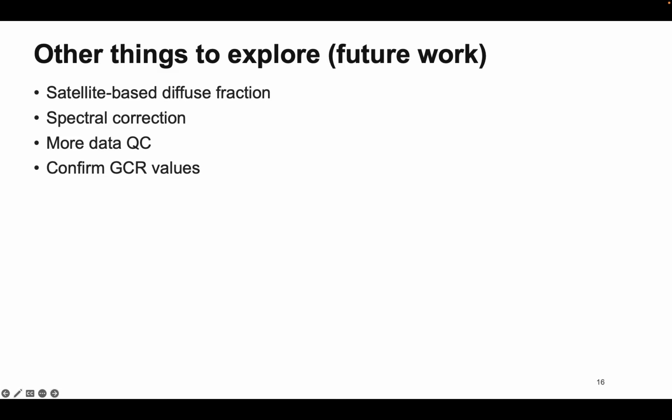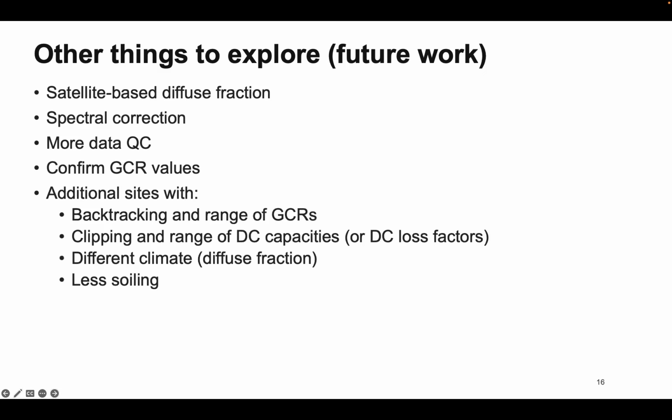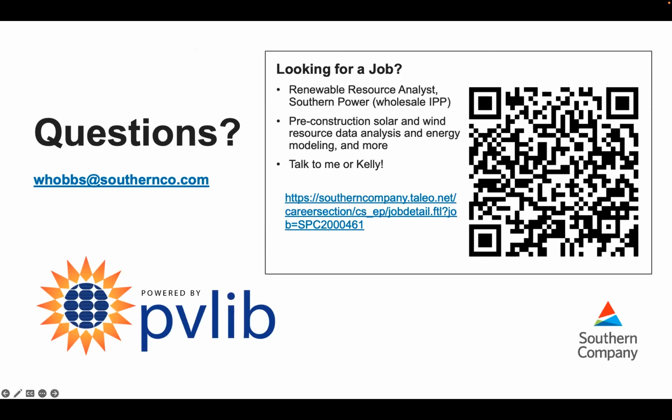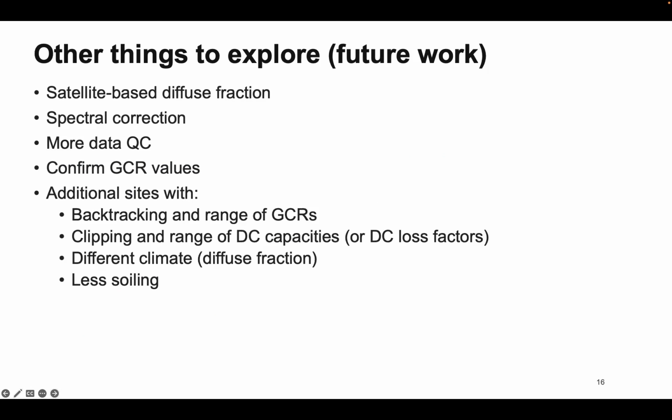And then we want to try to apply this for other sites. I would like to look at sites with backtracking and a range of GCRs, to see how much benefit we see for inverter level models there. Same thing with clipping. And of course, this is a site in the desert, so things like a simple diffuse fraction might not work as well in other climates. And then we want to look at sites with less soiling. This site has pretty significant soiling fluctuations within the month.